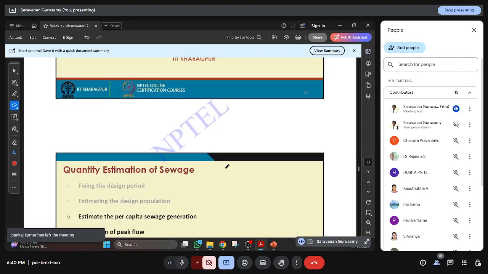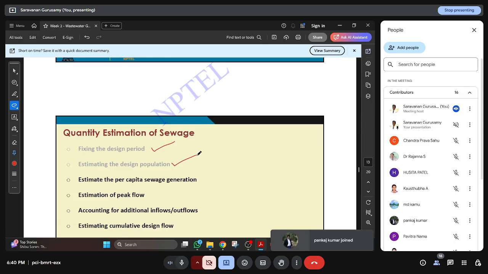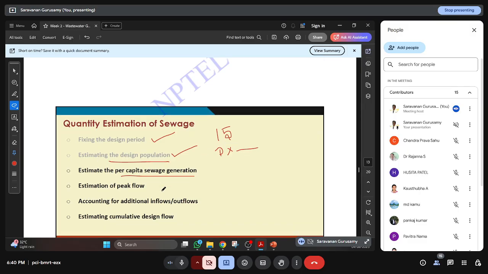Yeah, you got it. So we understood the design period for different components, and we know the design population. If I am going to design for 15 years, after 15 years I know how to calculate the population based on the arithmetic, geometric, incremental, logistic method, or any graphical method. So if I know the population at the end of the design period, next I need to know the per capita sewage generation. Do you have any doubt up to this design population calculation? Can I move forward? Yes, sir. Yeah.